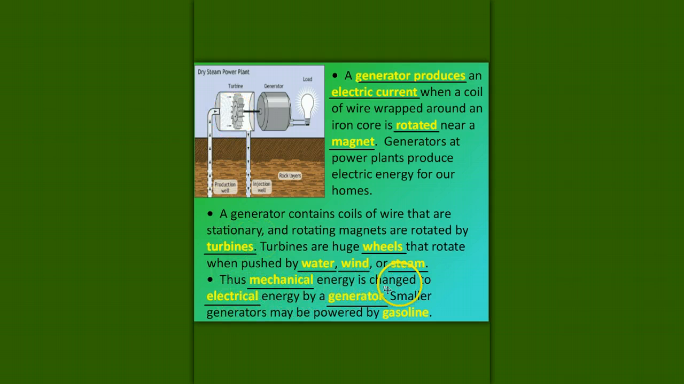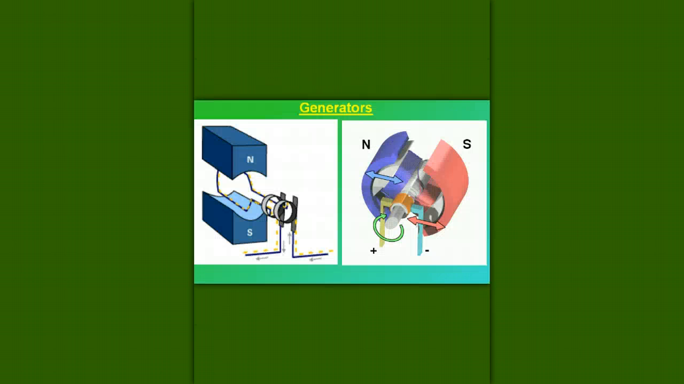Thus, mechanical energy is changed to electrical energy by a generator. Smaller generators may be powered by gasoline. Here are a couple other pictures of generators. So, the core, the wire. You can see the electricity is traveling through. And then over here, which is more of the one that you'll actually see in lab, the magnets are on the outside, the coil of wire wrapped around the iron core is in the inside.